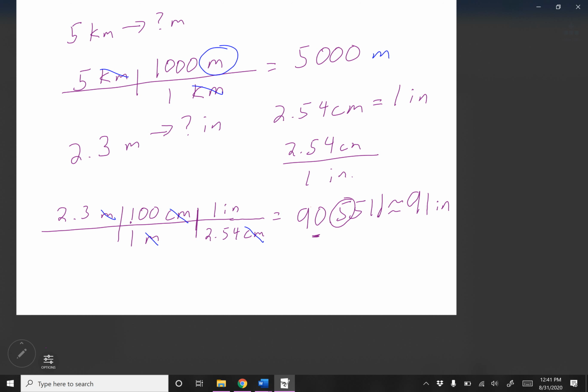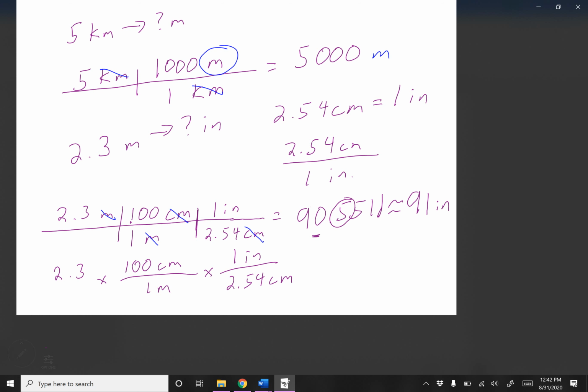And what I want to do is write this out one other way, because you might be more comfortable seeing it this way. Some people like to write it like this, 2.3, and then use x's for the multiplication. So times 100 centimeters over 1 meter, and then times 1 inch over 2.54 centimeters. There's absolutely no difference in the calculation. It makes no difference whatsoever. Whichever way is better for you.